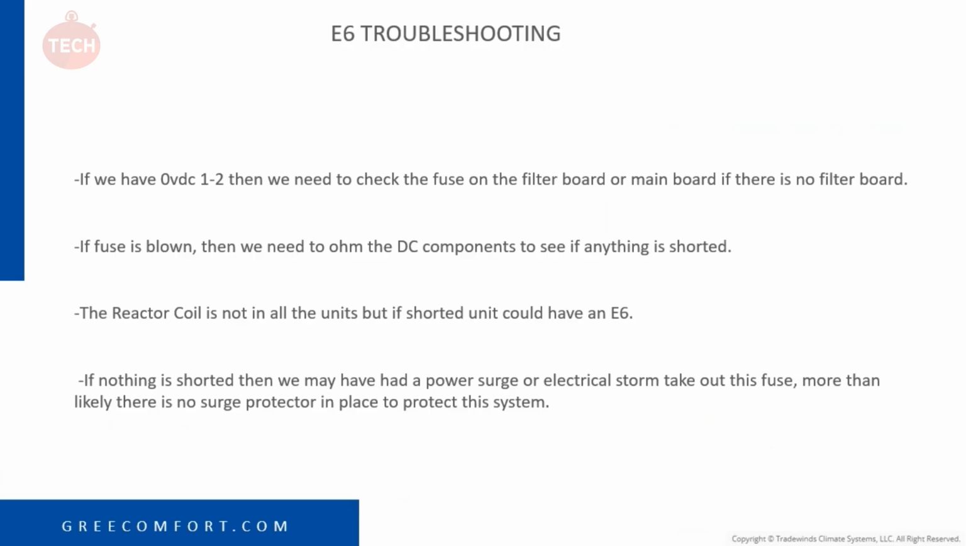The reactor coil is not in all the units, but if shorted, we can get an E6 code. And if nothing is shorted, then we may have had a power surge or electrical storm that took out this fuse. More than likely, there is no surge protector in place to protect the system. So again, having a surge protector is very important. It's going to protect this main board or our filter board.